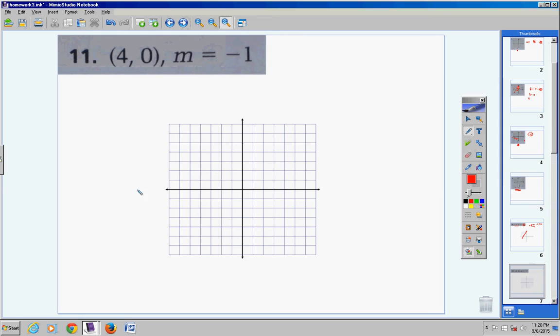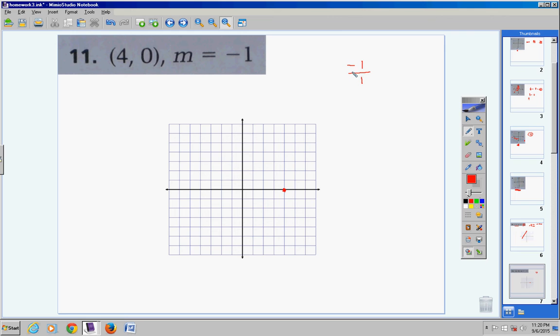Number 11, all right? Now your point is 4, 0. That means you go over 4, 1, 2, 3, 4, and you go up or down 0. So you stay right there. So positive 4, and you do not go up, you don't go down. Now, your slope is negative 1. Now remember, you can put negative 1 over any number over 1, okay?